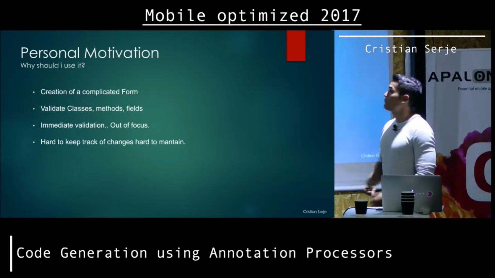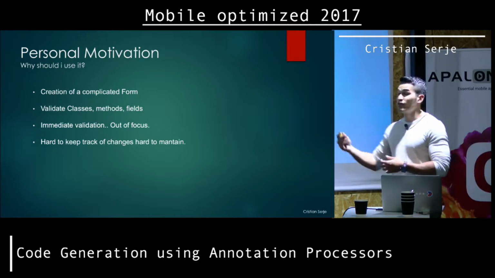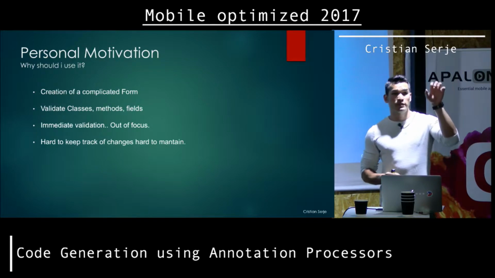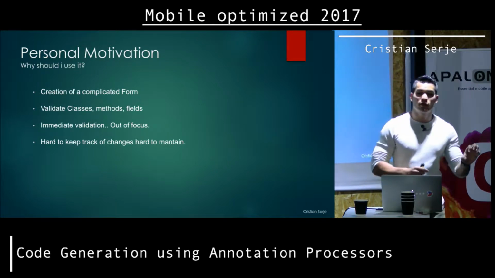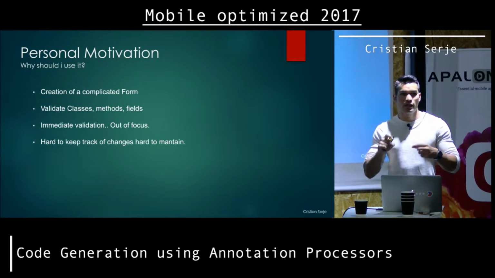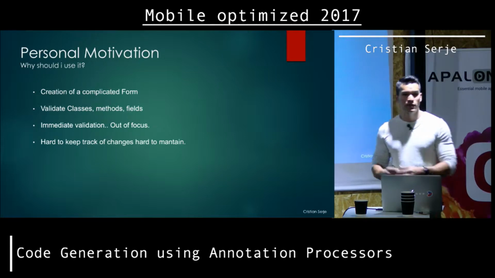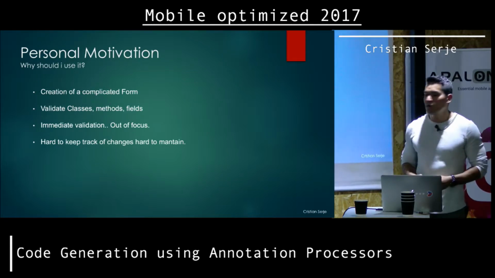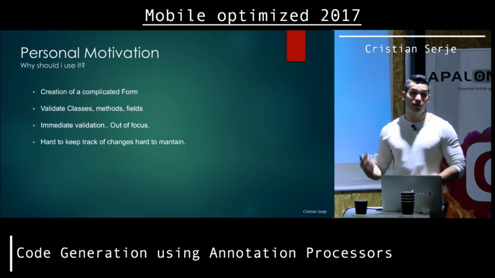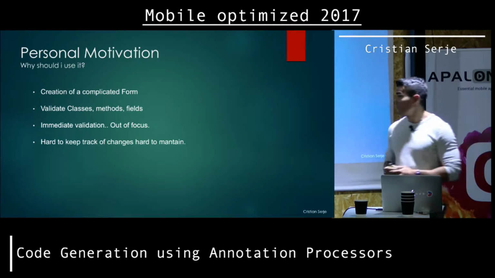I had to create a complicated form. I had to validate classes, validate methods, fields. It also had immediate validation. It means that if I wanted to go from one edit text to another, I had to validate right away the edit text that I left, when it loses focus. So I had to add an observer, a view tree observer, so a lot of boilerplate code, and it was a mess. And that was just for one field, but I had to do it for every field. We had a lot of custom views.